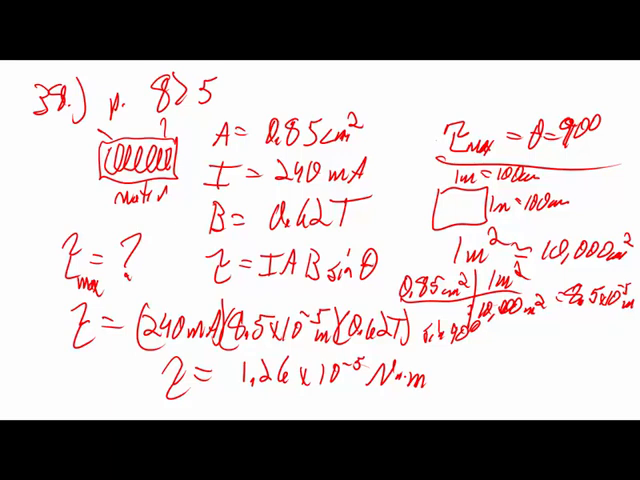You could round that since we only have 2 significant figures. There's 2 here and 2 here. The lowest number of sig figs is 2, so you could say 1.3 times 10 to the negative fifth Newton meters. You could actually do it that way because of the significant figures. All right, I hope this helps.